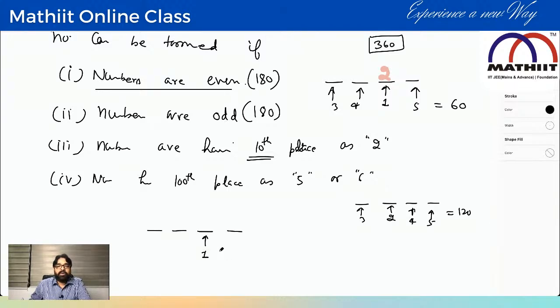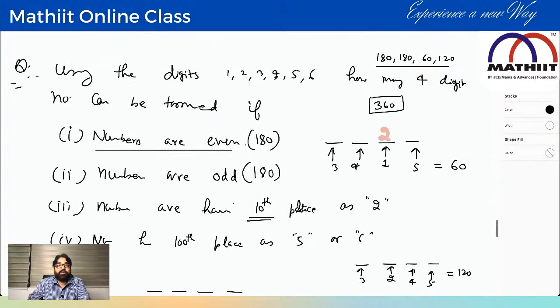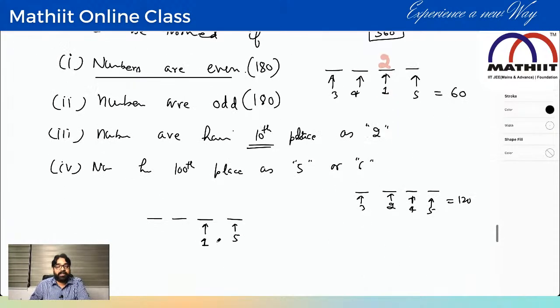Yes or no? And for the rest, whatever place you start, this place can be filled in 5 ways. Why 5 ways? Because 2 is already gone. So we only have 1, 2, 3, 4, 5. 5 digits are there. And this place can be filled in 4 ways. This place can be filled in 3 ways. So total will be 60.